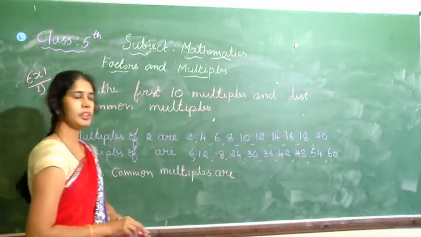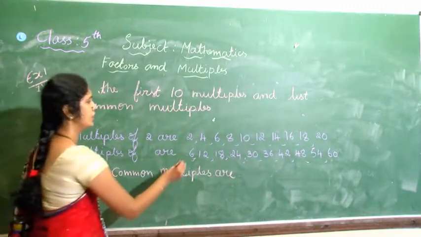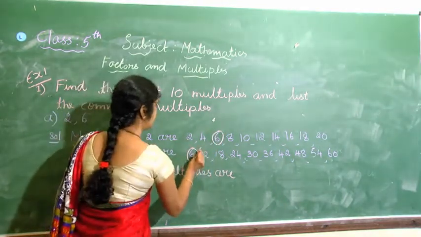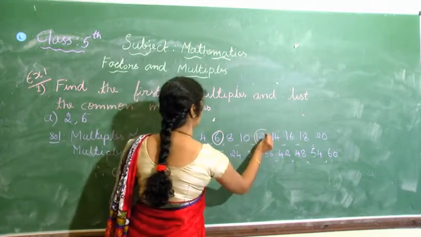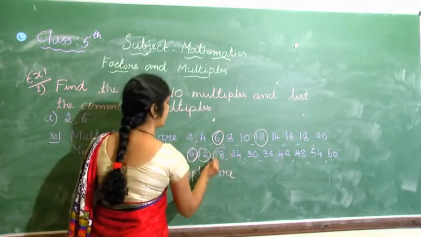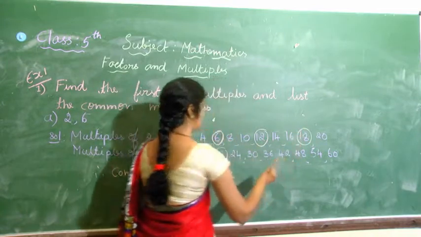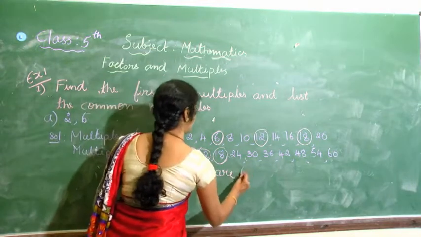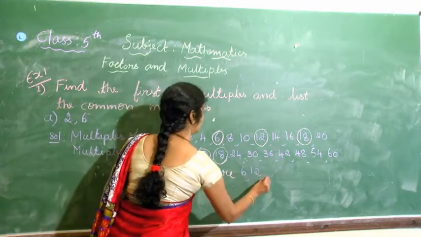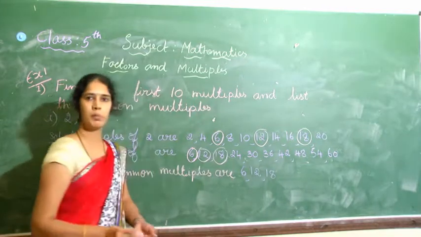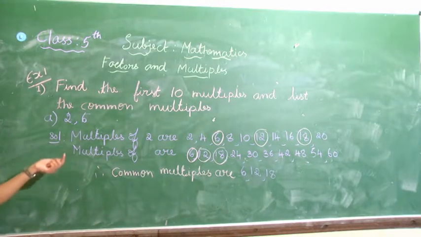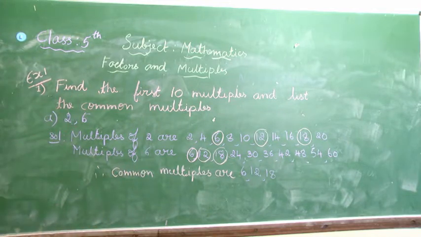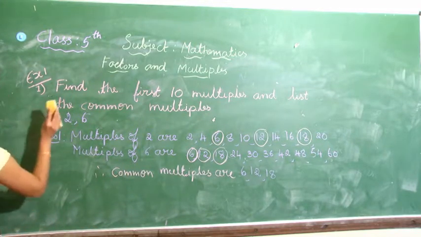Now, which are the common multiples here? See, first one is 6, next is 12, next is 18. So common multiples are 6, 12, 18. These are the common multiples of the first 10 multiples of 2 and 6. Now we move to the second sum.